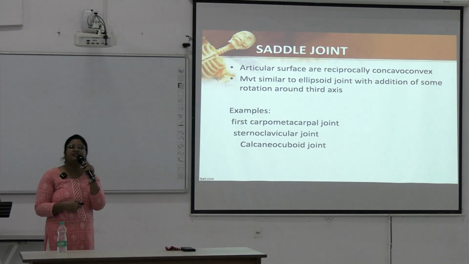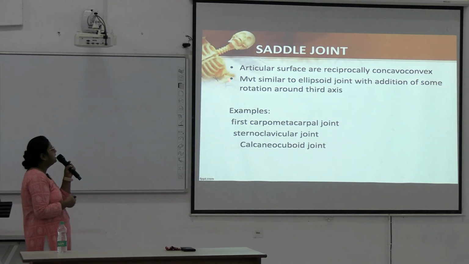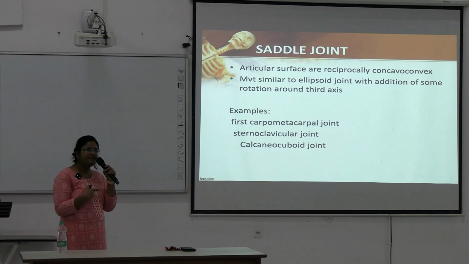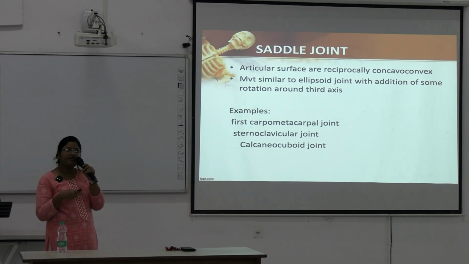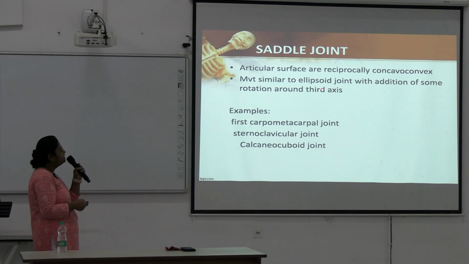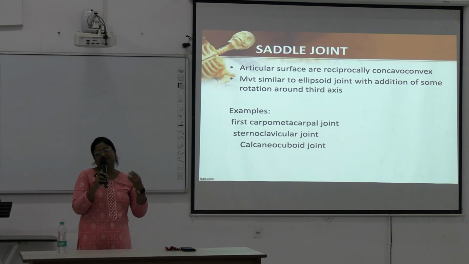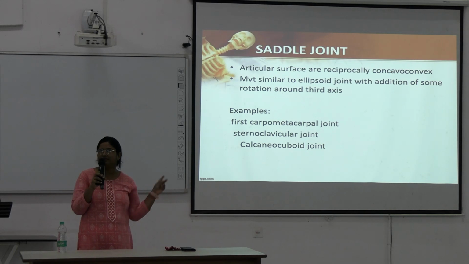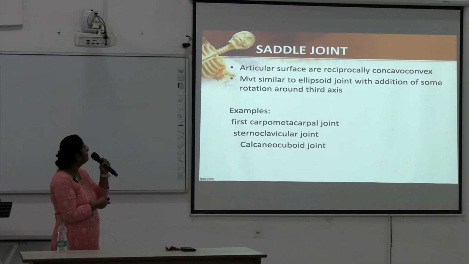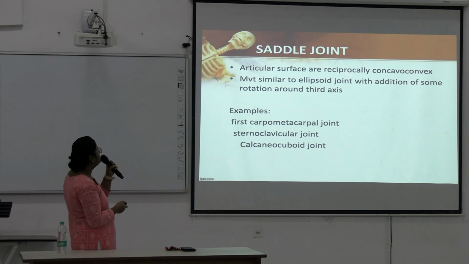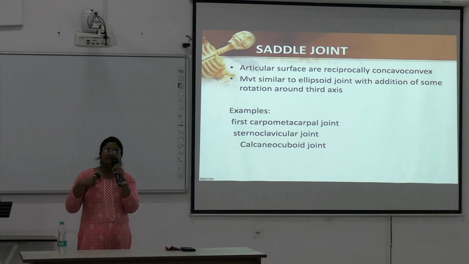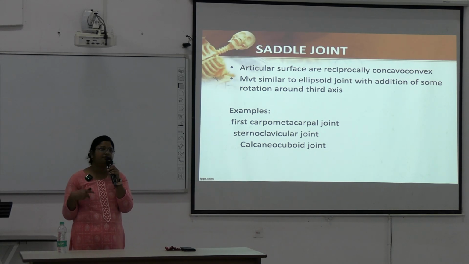Next we go to the saddle joint. Saddle joint articular surfaces are reciprocally concavo-convex. This point is important. The articular surface is concavo-convex in a saddle joint. Movement is similar to the elliptical joint. In elliptical, of the articular surfaces, one is convex, one is concave. But here they are concavo-convex and reciprocally curved. So with the addition of some rotation around a third axis. So here also movement occurs around two axes.